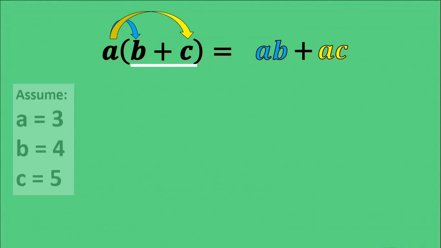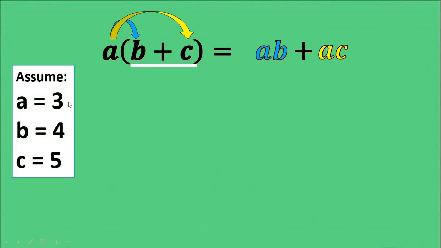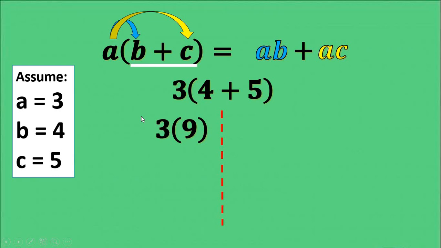To verify this idea, let us assume values for our three given variables. Let A equal 3, B equal 4, and C equal 5. Using the substitution property of equality, this expression becomes 3 times the quantity of 4 plus 5. So A becomes 3, B becomes 4, and C becomes 5. Now we will compute the value of this in two ways. The first way is, we can just simply add 4 and 5. There's no problem with them. The sum is 9. Copying 3, we have 3 times 9, and the result is 27.